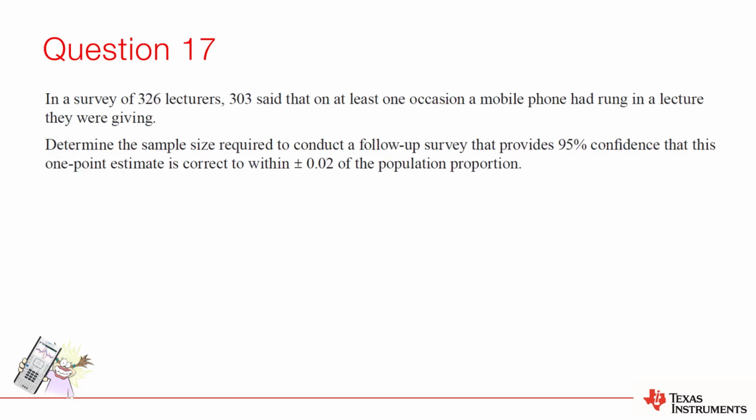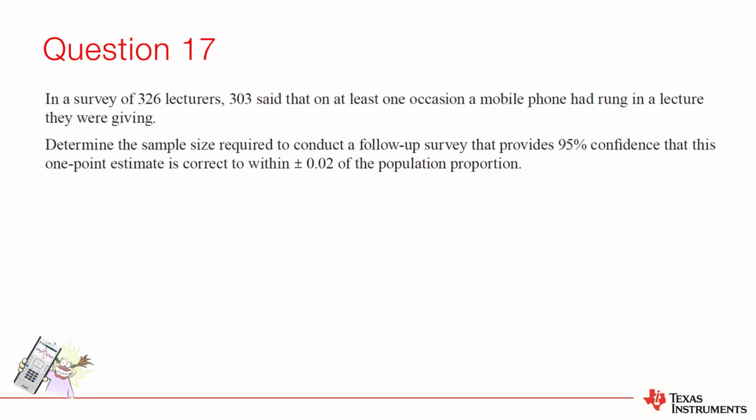Okay, question 17 now. In a survey of 326 lecturers, 303 said that on at least one occasion a mobile phone had rung in the lecture. Determine the sample size to conduct a follow-up survey that provides 95% confidence this point estimate is within plus or minus 0.02 of the population proportion. And what's going on here?